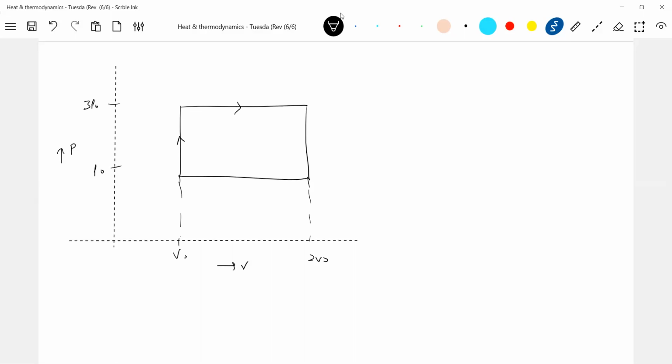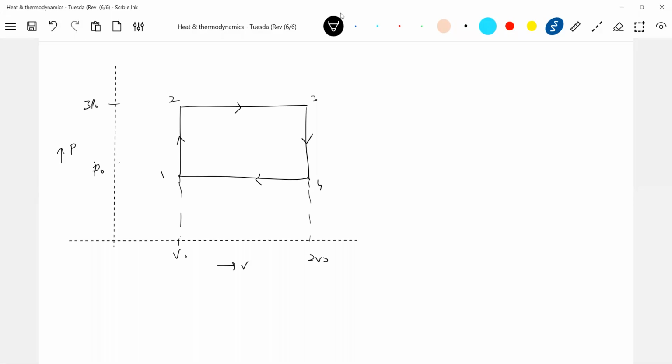This is a cyclic process 1, 2, 3, 4. I want the efficiency of the gas in one full cycle and the corresponding PT graph, VT graph, and all other possible graphs. What is the process 1 to 2? Volume constant, isochoric heating, temperature increases.